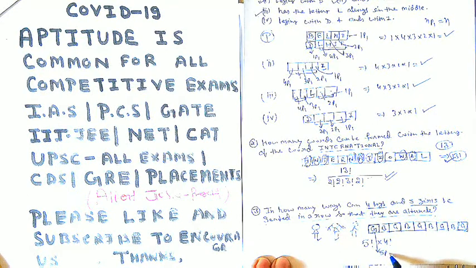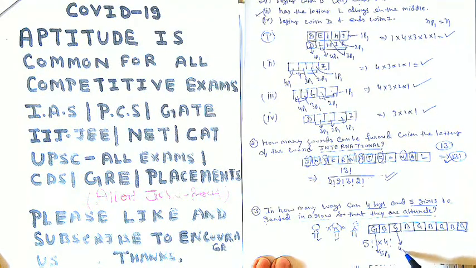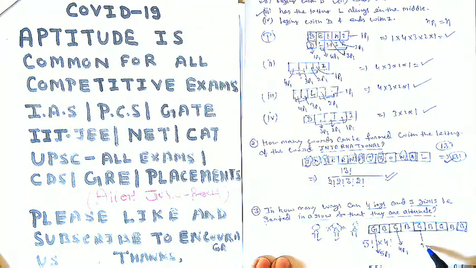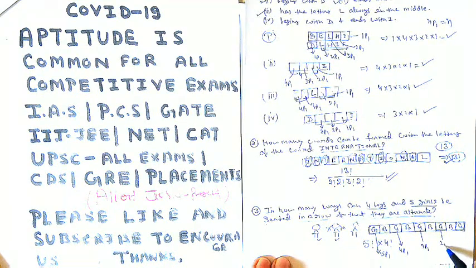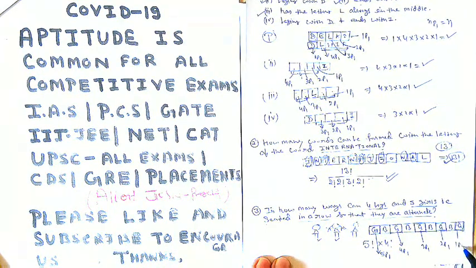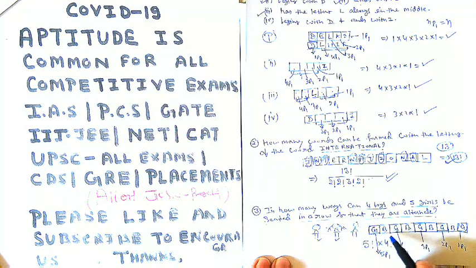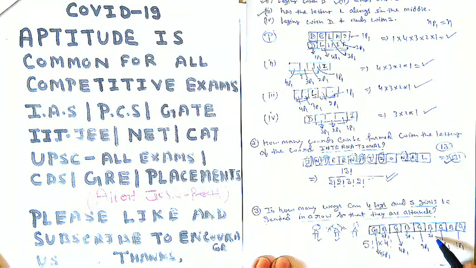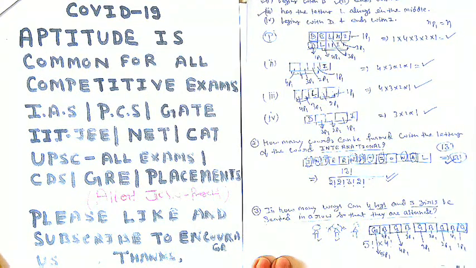Out of 5 you have to place 1, then out of 4 you have to place 1, then out of 3 you have to place 1, then out of 2 you have to place 1, then out of 1 you have to place 1. Similarly, 4 boys, out of 4 you have to place 1, then out of 3, then out of 2, then out of 1. Now multiply. 5 into 4 into 3 into 2 into 1, this is 5 factorial, and 4 into 3 into 2 into 1, this is 4 factorial.